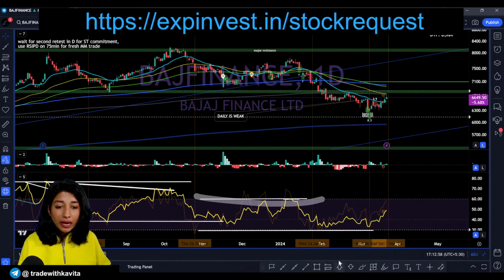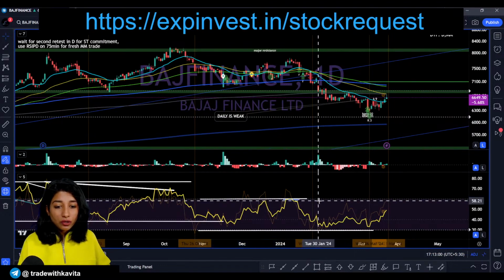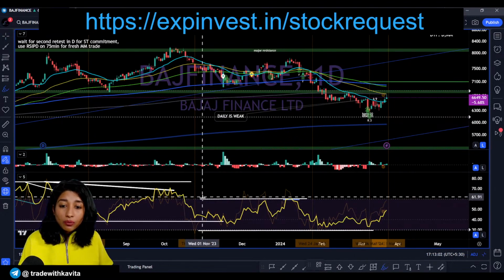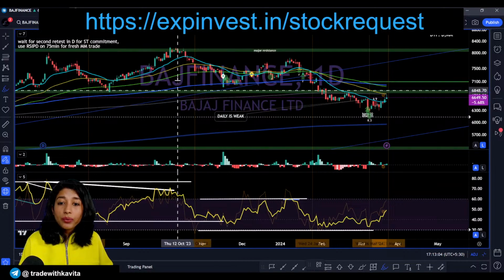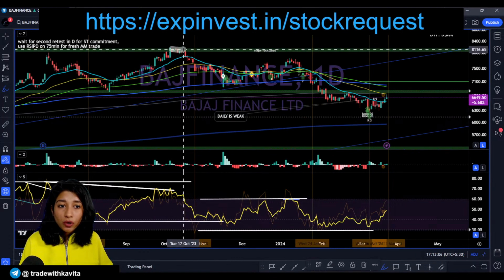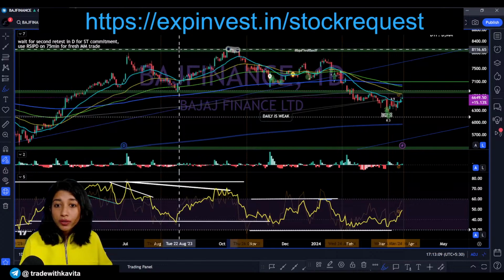Yeah. So I'm going to remove this and we're going to start again. Now, in the stock of Bajaj Finance, what we can see is that there was a top forged here somewhere in the month of October 23.